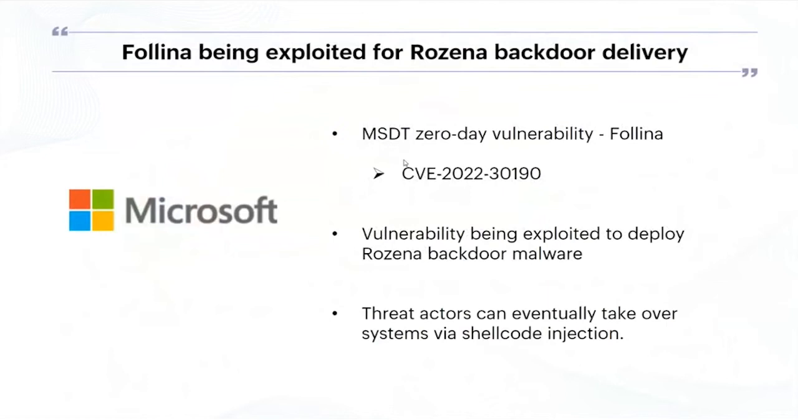Moving on to the next vulnerability, I hope most of us remember the MSDT zero-day vulnerability dubbed Follina. Reports of a new phishing campaign exploiting the Follina vulnerability have come up. As I already mentioned, Follina was a zero-day vulnerability in the Microsoft Windows Support Diagnostic Tool and is tracked as CVE-2022-30190. Recently, new phishing campaigns are targeting this vulnerability to deploy the Rozena backdoor malware in Windows systems, which has remote shell injection capability.